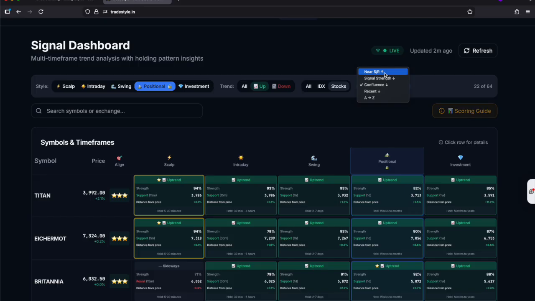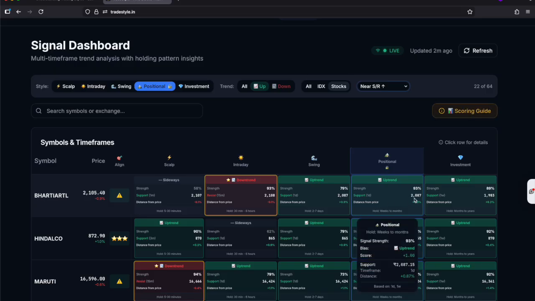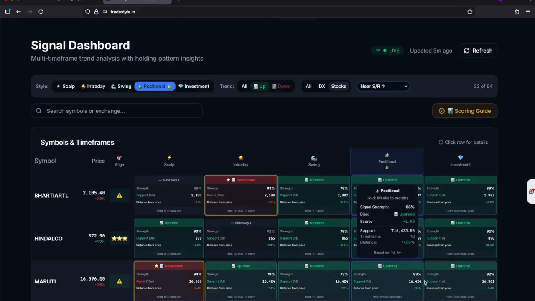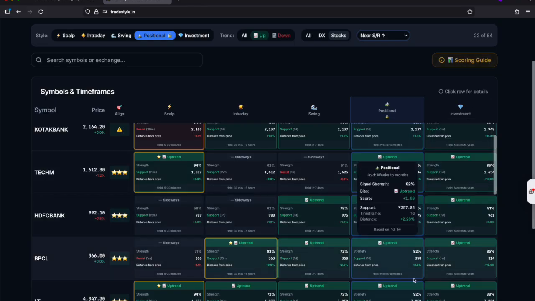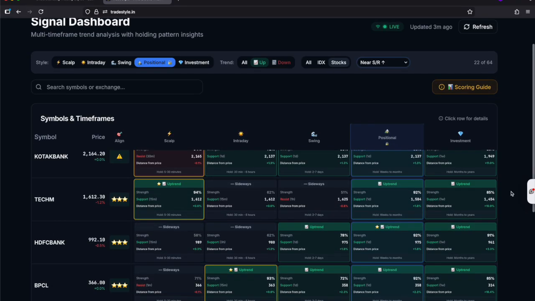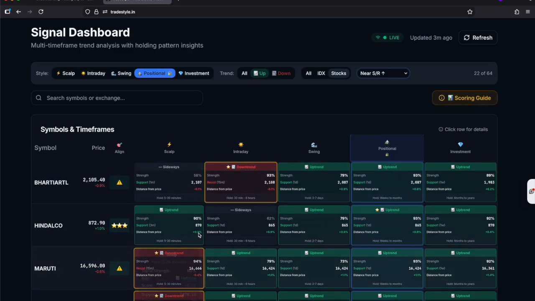And one of the important things is the near support/resistance. If I'm going for positional and uptrend, which stock is near support or resistance? In this case, because the uptrend will be near support, I see Bharti Airtel, which has a support of 2087. This is the nearest one. Of the uptrend stocks I have, the rest are a little farther away. So this is 0.9% from the support. You should look into all of these areas.